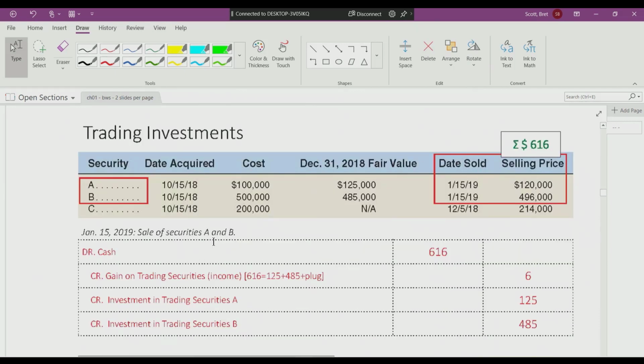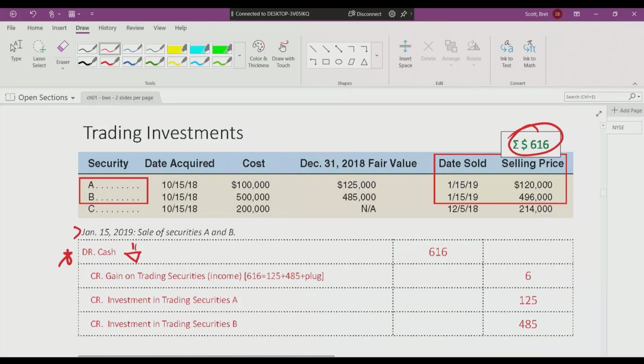Let's take a look now at the January 15th event here. We sold the securities for a total of $616. So we got rid of them. We got cash. Cash makes me happy. Debits make me happy. Debit cash 616. Incidentally, that's how I learned debits and credits. I always kind of anchored on cash. I knew when getting cash, I got cash. Getting cash was good, and I had to debit cash. So I always got a little smiley face going on whenever I debited cash. That's how you memorize debits and credits. I got cash. That makes me feel good.